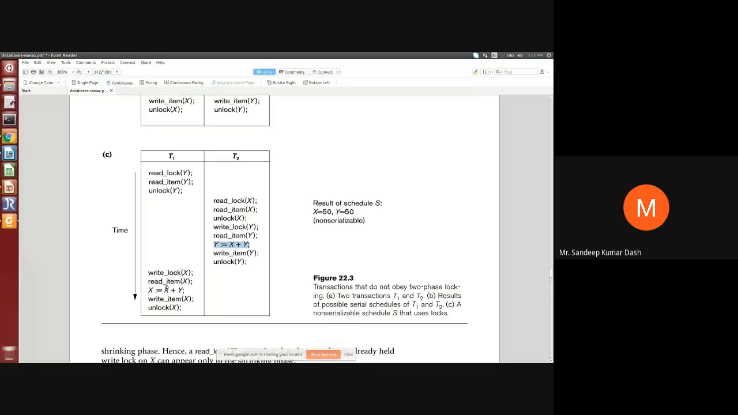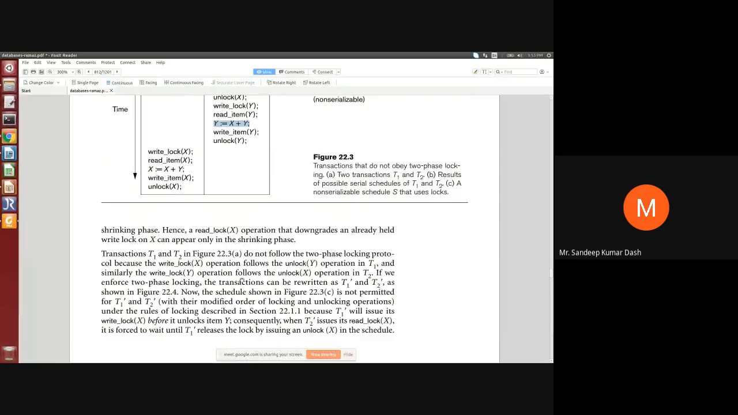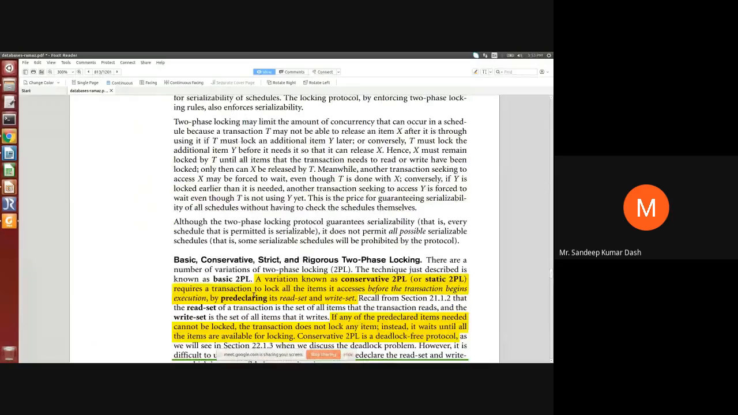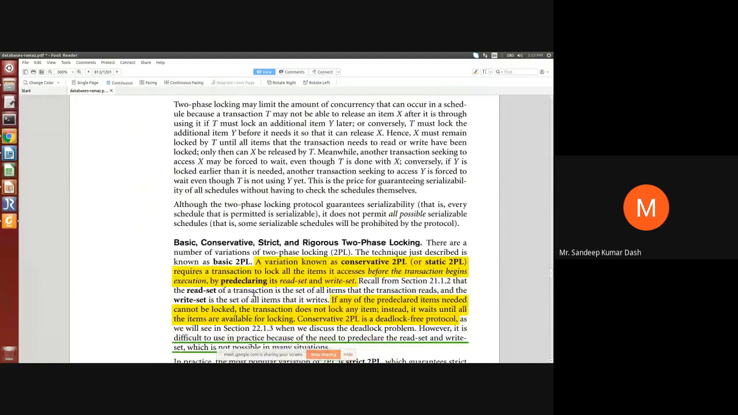So in order to ensure this, you need a stricter version of the two-phase locking protocol. There are four varieties of two-phase locking. The one which you saw, with lock, unlock, shared lock, etc., is basic two-phase locking, where there are two phases. One phase is granting of locks, another phase is revoking the locks.